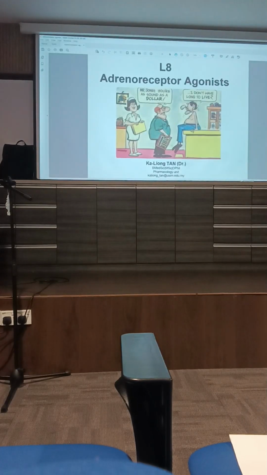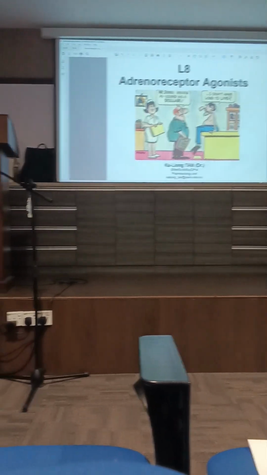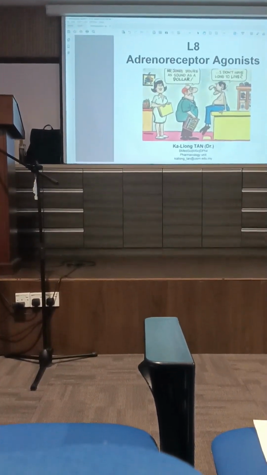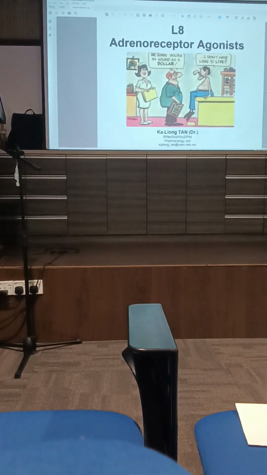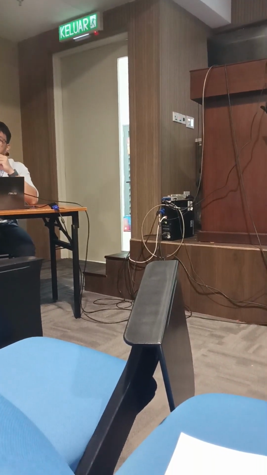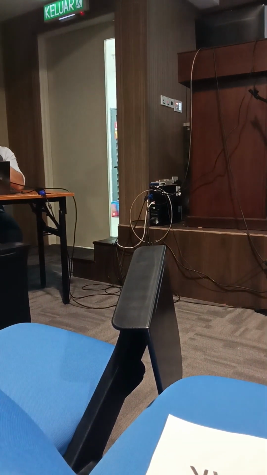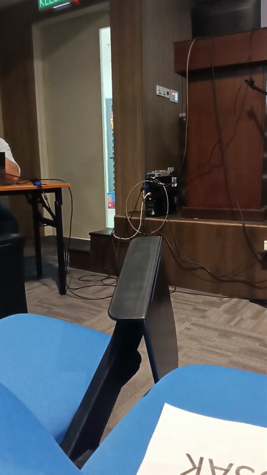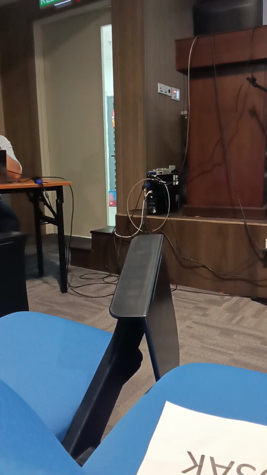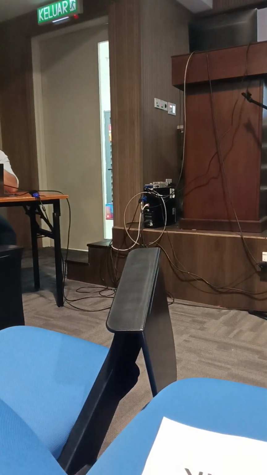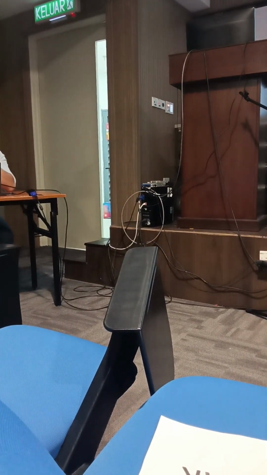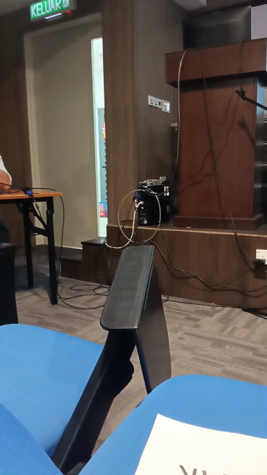So here comes the title of our lecture: Adrenoceptor. It is not receptor, it is adrenoceptor agonists. The word agonist here normally implies drugs that stimulate, along with a prototypical drug. Learning outcomes: you need to identify sympathomimetic agents, which is another name for adrenoceptor agonists. Describe the pharmacokinetic profile, pharmacodynamic actions, MOA, clinical uses, and adverse effects.